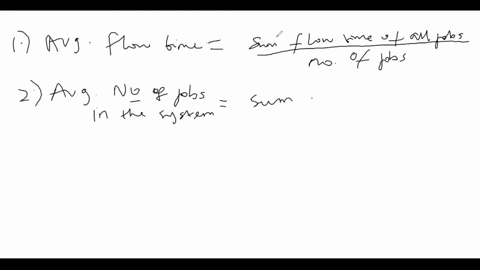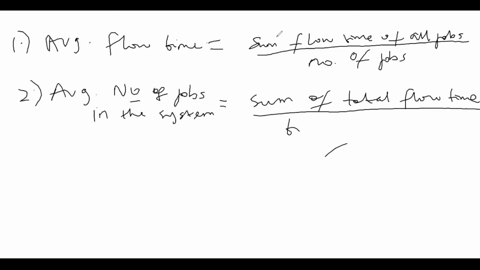sum of total flow time divided by total processing time. Pardon my handwriting. All right, so these formulas are formulas you need to know, because they will surely be your saving grace in the exam. So with 3 to 9, it's mostly knowing the definitions, the explanations, and then knowing your formulas.